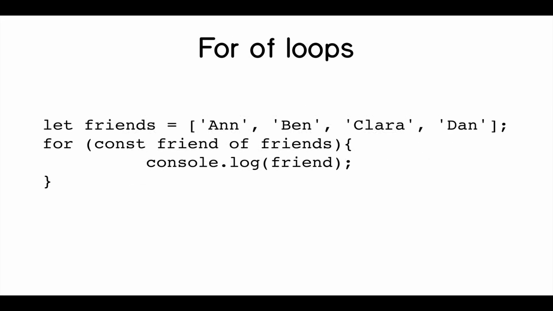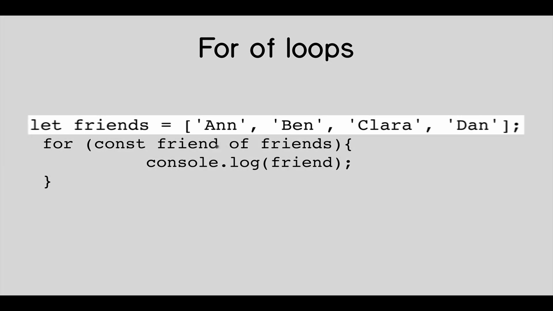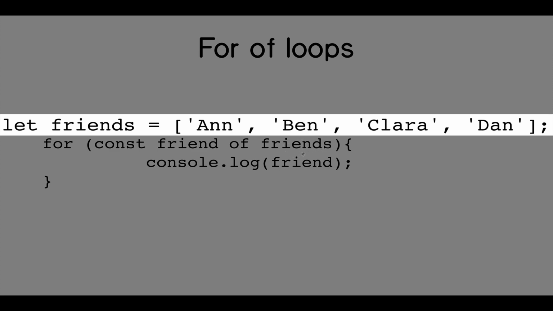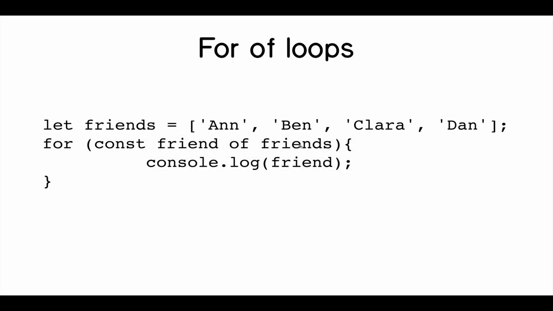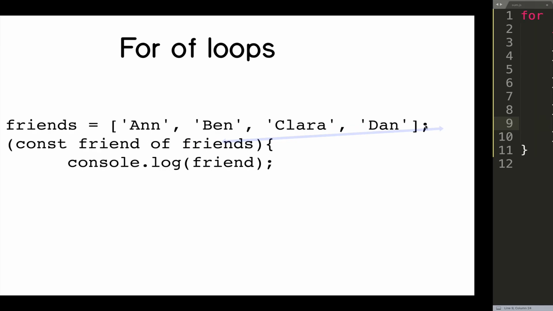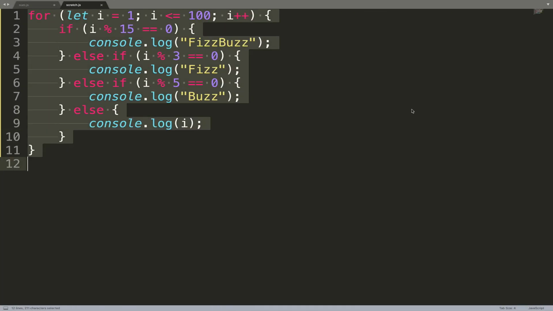There's also this other type of loop, the for of loop, which is similar to loops in Python. So if you've worked with Python, you'll be familiar with this loop. And let's take a look at that. So we have some array or something we can iterate over, friends, and then through each loop, we set a variable to each member in turn of that. So for the first time through this loop, friend will be associated with Anne. Second time through the loop, friend will be associated with Ben. Third time, Clara. And fourth time, Dan. So let's see how that works. Let me just get rid of this.